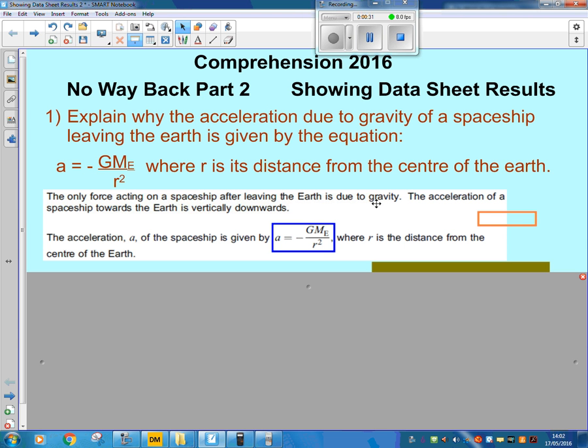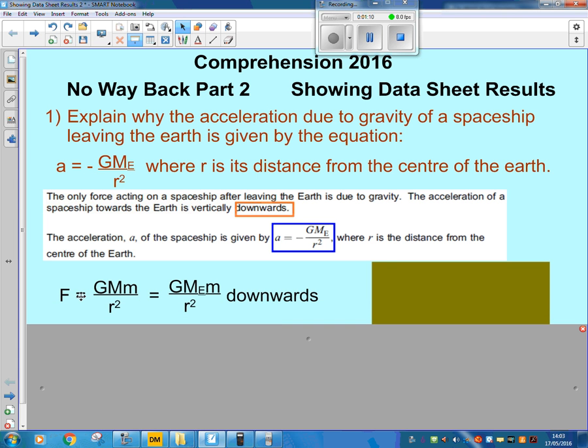So what we're assuming here is that the rocket is actually fired, it's used up all its fuel in order to accelerate away, and now the engine has cut out, and so it's only gravity that's actually acting on the spaceship, and the spaceship has to be going fast enough so the gravity cannot pull it back down to Earth again. So if we have a look at it, the key equation that we're trying to show is here, a equals minus g me over r squared, and the other key bit of information is that the acceleration of the spaceship is acting vertically downwards.